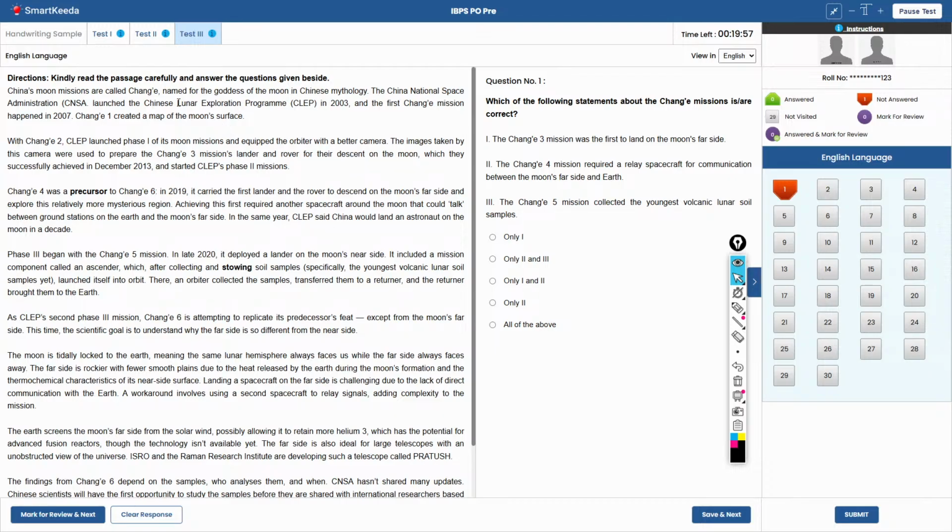China's moon missions are called Shang. Okay, this is a very big RC. Skip it for now.